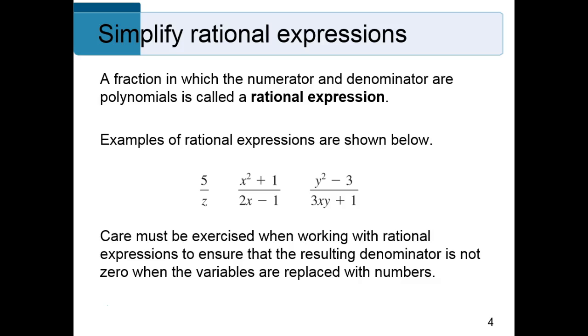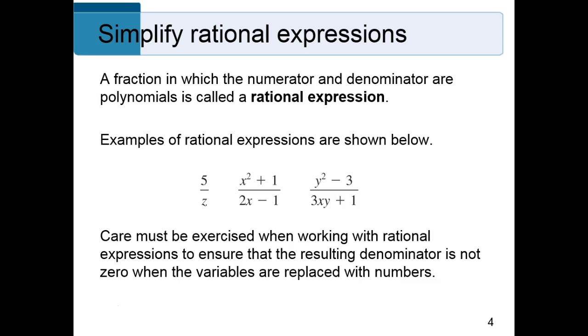Here are examples. A fraction would be 5/7, which is a ratio. A rational expression is just really simple. 5 over z, monomial over monomial, that's a rational expression. x squared plus 1 over 2x minus 1, rational expression. Polynomial divided by polynomial. Yeah, all those are rational expressions. And frankly, none of those can be simplified. They're as simple as they can be right now.